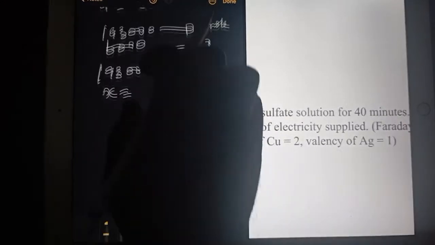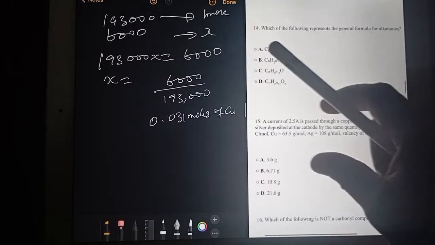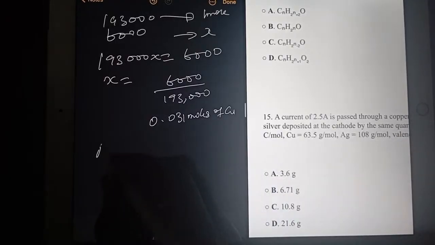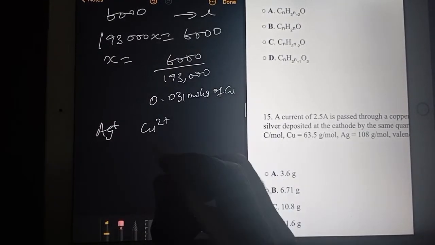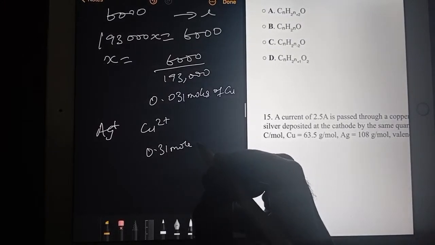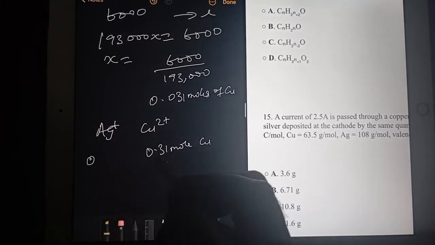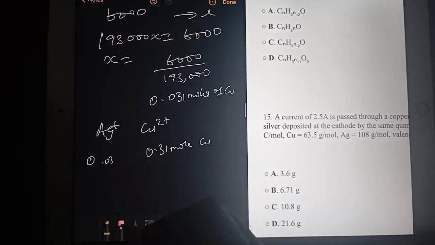So we have gotten the moles of copper, but they are asking us the quantity, the mass of silver deposited. Since we have gotten the mole, we now take the inverse. According to the law, we have Ag+ and Cu2+. This implies that if 0.31 moles of copper is discharged, what will be discharged here is times 2, 0.31. Remember to ask your questions, for those of you online.